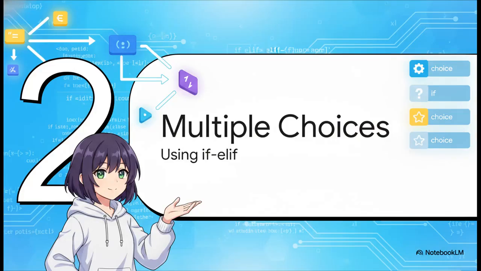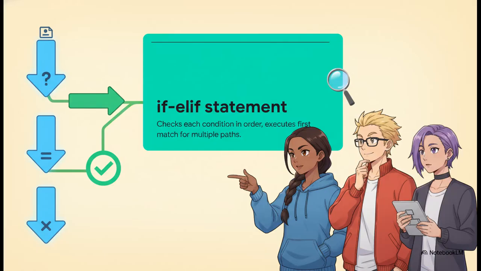Section 2. Multiple choices with elif. Enter the elif statement. Now, elif might sound a little funny, but it's really just Python shorthand for else if. It's what you use when you've got 3 or more outcomes on the exact same topic. Python basically acts as a chain of sequential checks here.